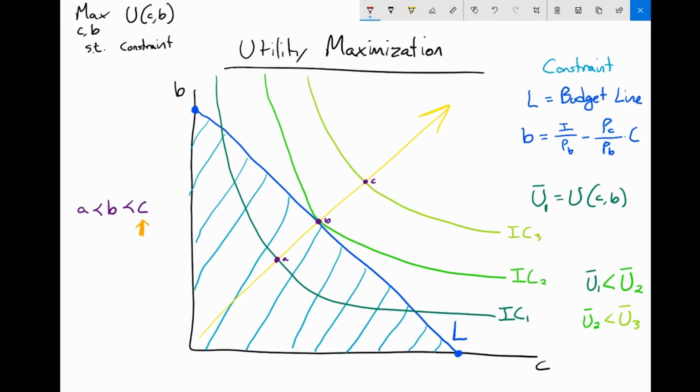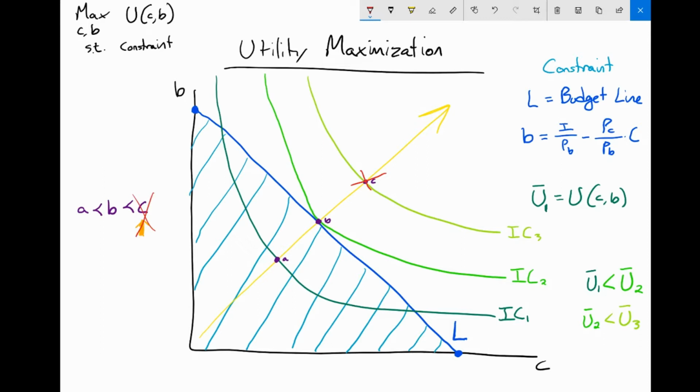However, we know that they cannot purchase C, because remember, any bundle that lies above the budget line, the agent cannot afford. The agent does not have enough money to buy bundles that are above the budget line. So it means they cannot buy C. They can't consume bundle C because it is beyond the budget line. So C is out.